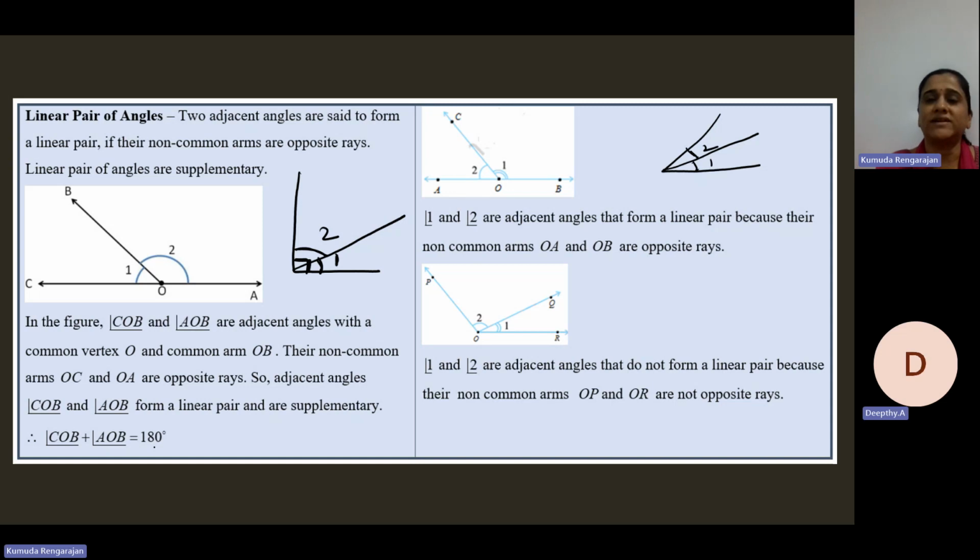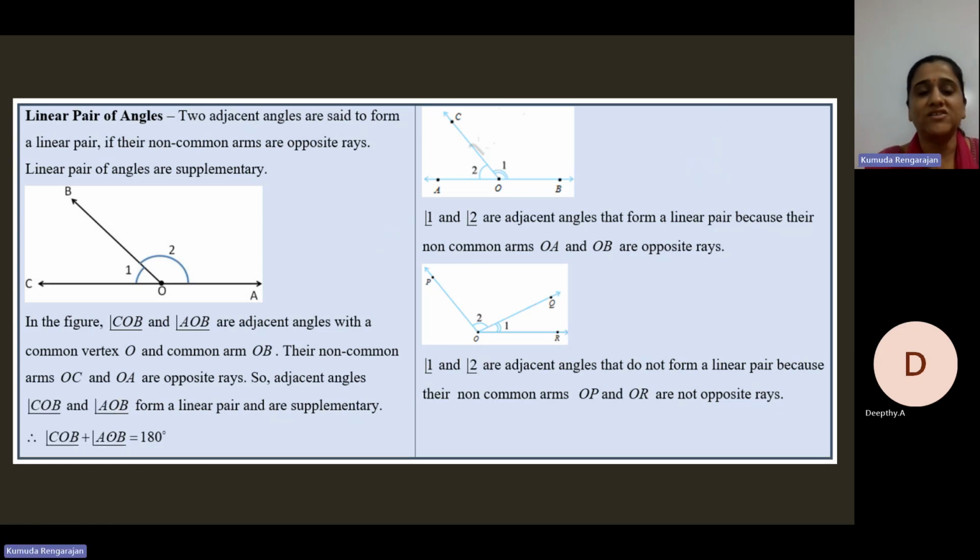The sum of two adjacent angles can be acute. When you add two adjacent angles, the sum can be acute, it can be 90 degrees, it can be 180 degrees, and it can be more than 180 also. So all adjacent angles need not be supplementary, but adjacent angles can be supplementary. Linear pair of angles are always supplementary. Angle 1 plus angle 2 is 180 degrees.